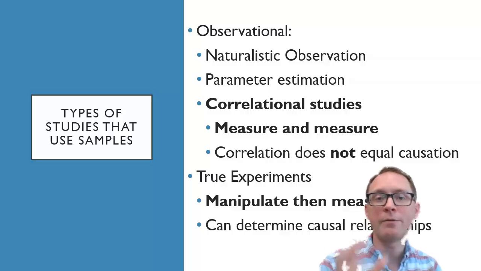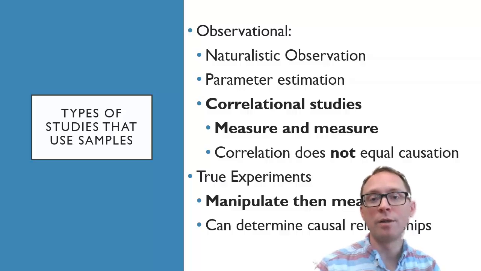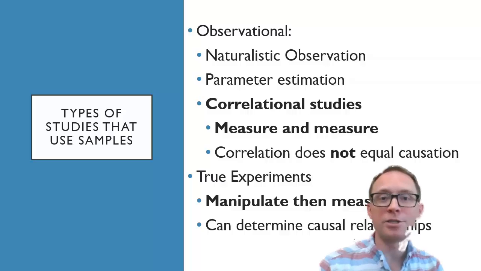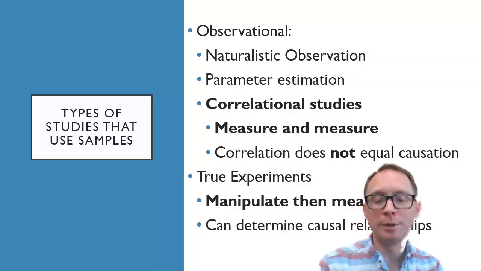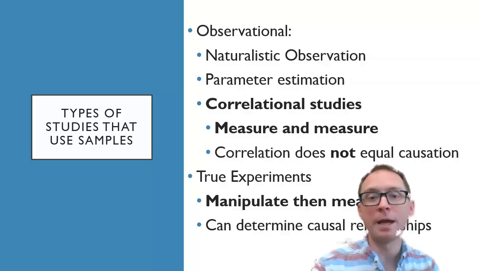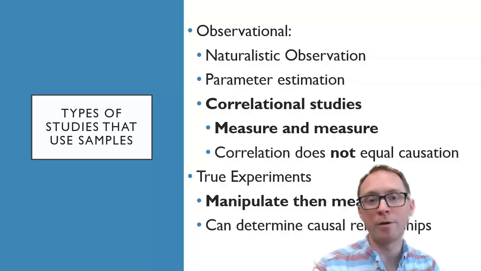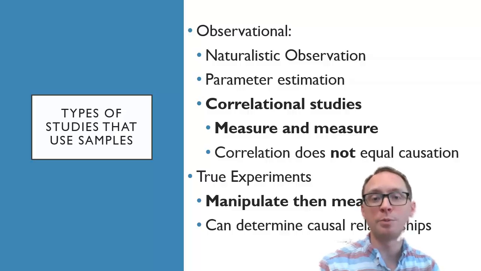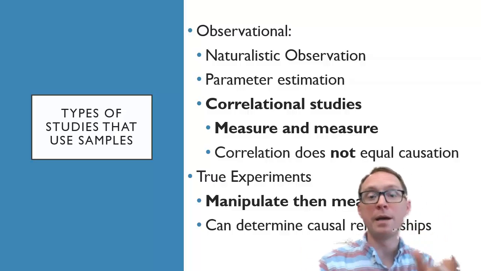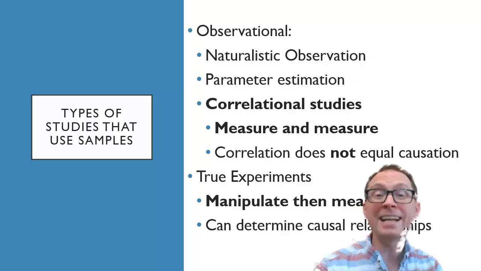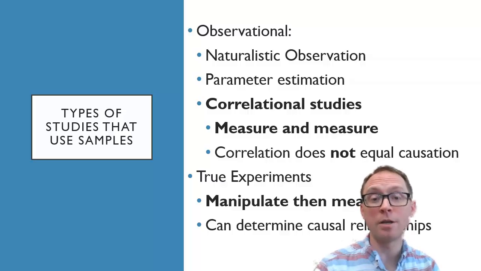You randomly assign half of them to be male and half of them to be female, meaning that if they're not male already, you would have to go in and do a sex change to make them male, or conversely, make them female. And then you measure whether or not they're playing football. That's an experiment. In an experiment, the researcher manipulates the independent variable and then measures the dependent variable. That does allow you to determine causation.